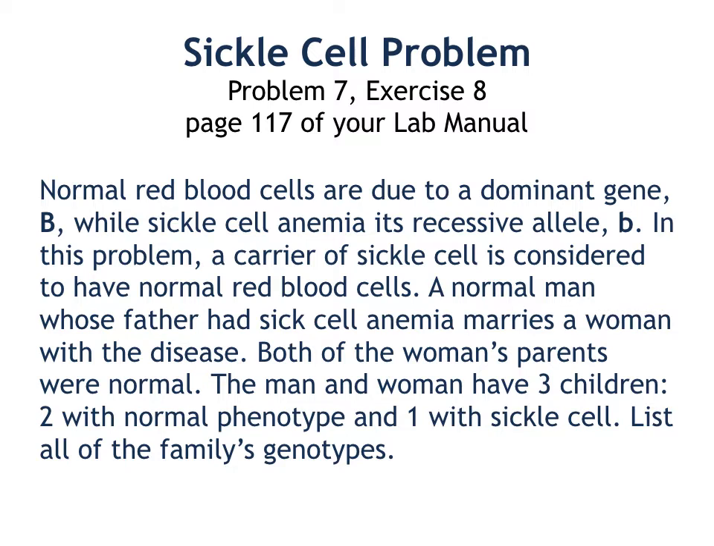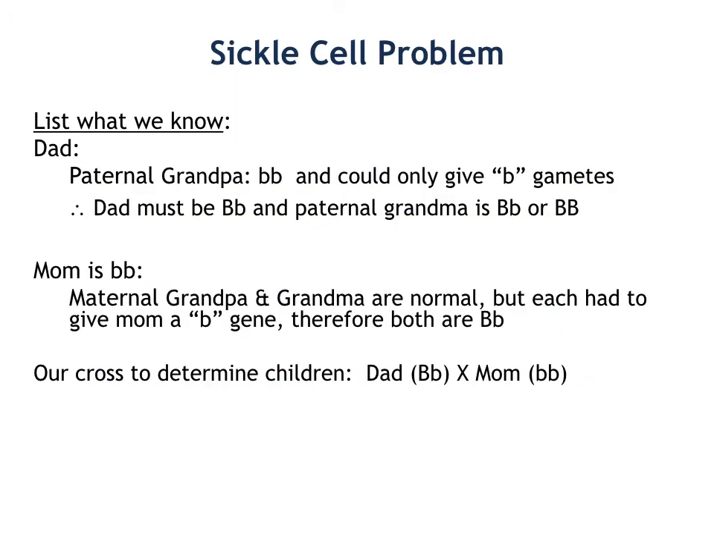Okay, so a normal man whose father had sickle cell anemia marries a woman with the disease. Both of the woman's parents were normal, and the man and the woman have 3 children, 2 that have a normal phenotype and 1 with sickle cell. We need to list all of the family's genotypes. As always, we start out our problems with listing what we know, so we kind of have the map of what we can figure out.